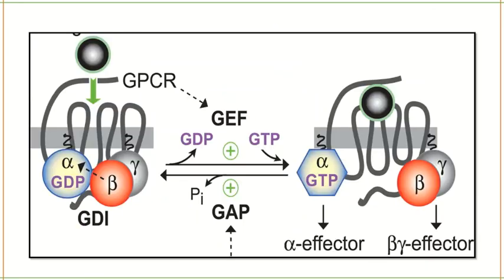Okay, so this is the same concept which I told you now. Here you can see a G protein coupled receptor. You have alpha, beta and gamma subunits of the G protein, and GDP is bound to G alpha, which means it is in an inactive state. In order to activate this, you need a factor called guanine nucleotide exchange factor. This will replace the GDP with GTP.